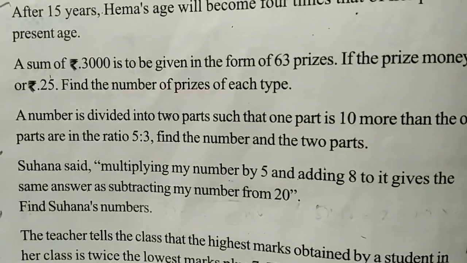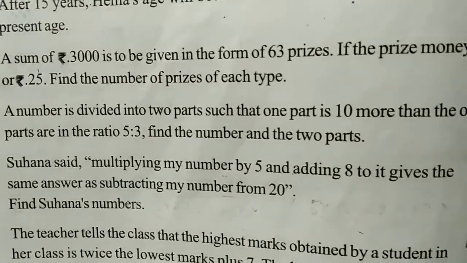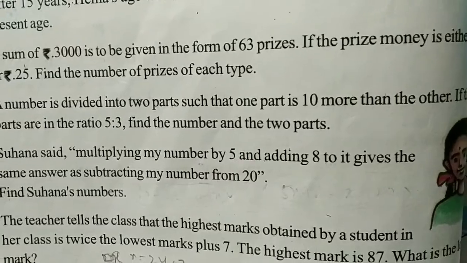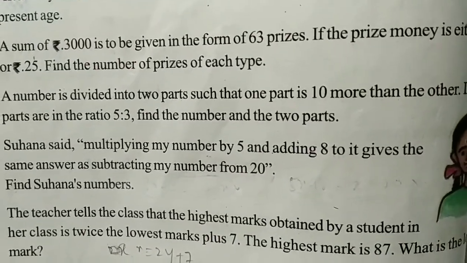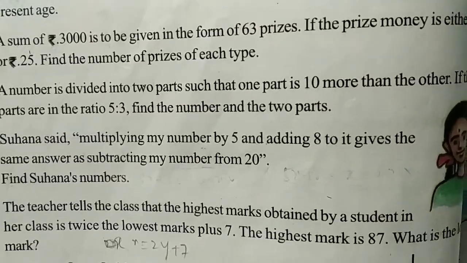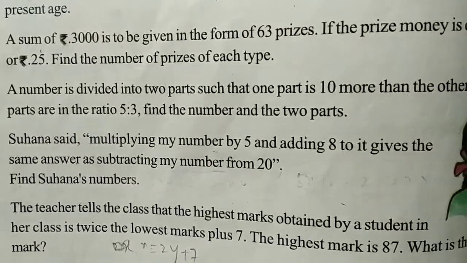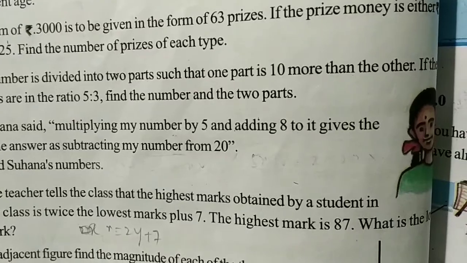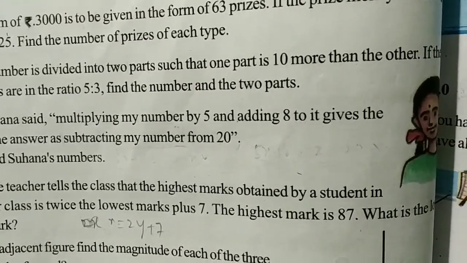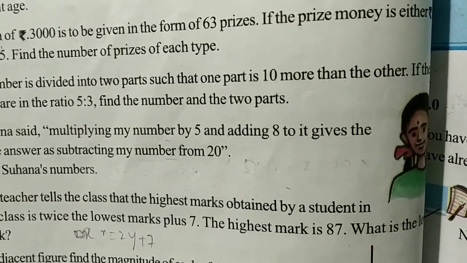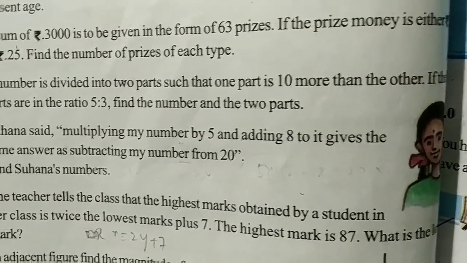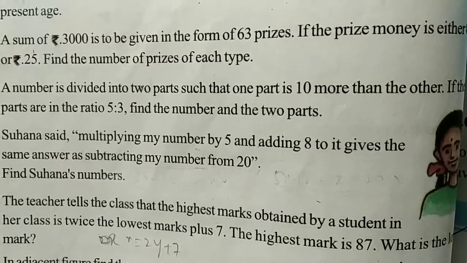Here the 13th one. Suhana said, multiplying my number by 5 and adding 8 to it. Here, let's think, Suhana's number we don't know. So let's take Suhana's number as x. X into 5, multiplying x with 5, that is 5x, and adding 8 to it, 5x plus 8, it gives the same answer as subtracting my number from 20.